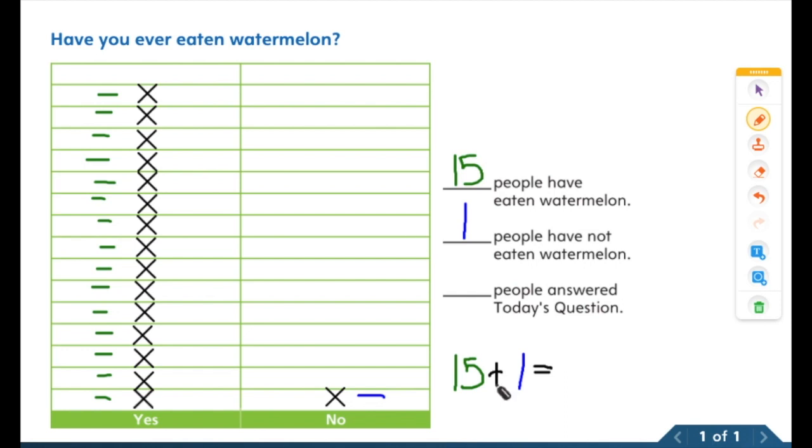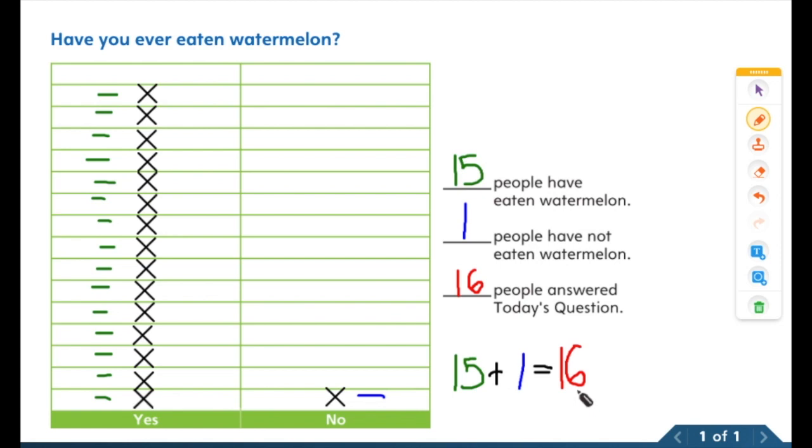Now, this one we don't even need to count. It's only one more. Just think about what number comes after 15. If you're not sure, you can count. Don't go all the way back though. Start at 10. Ready? Let's try together. 10, 11, 12, 13, 14, 15, 16. Yeah, 16 people answered today's question. 16 is a 1 and a 6. 16 people. Your turn to read the number sentence. Get ready. 15 plus 1 equals 16.